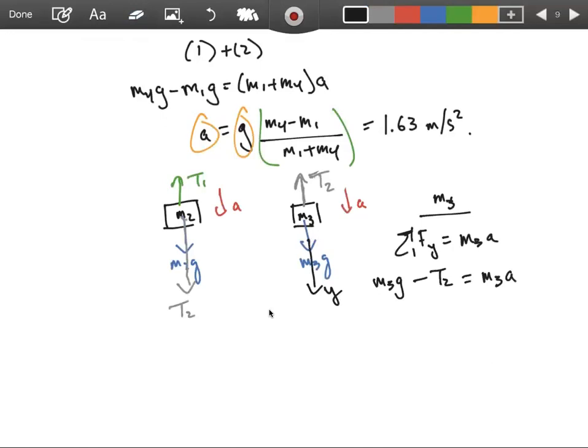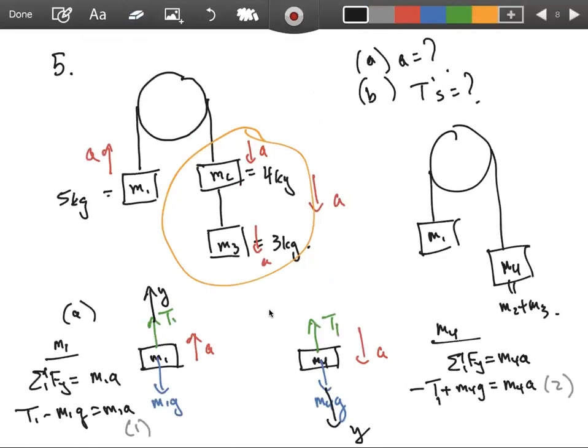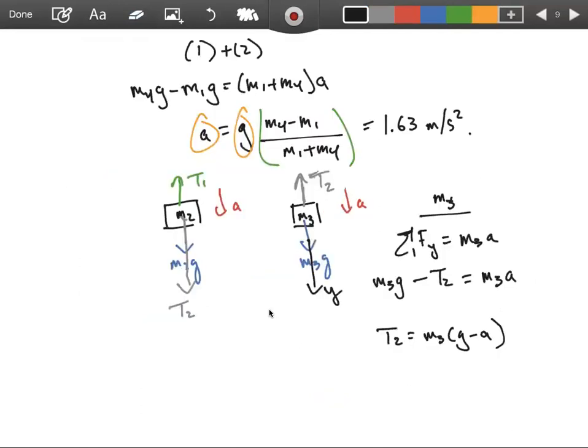So good. According to this, T2 is going to be equal to M3 times G minus A. And then going back to equation number 1, we can solve the tension that way, and that says T1 is going to be equal to M1 times G plus A. So here I get T1 is equal to M1 times G plus A.